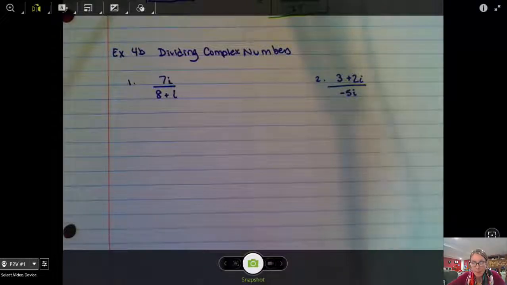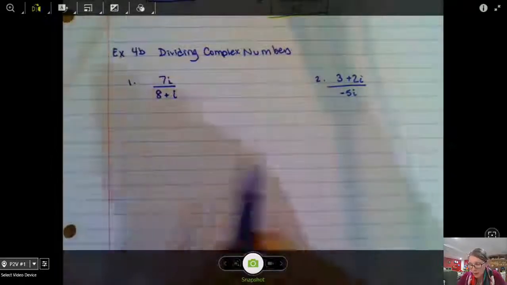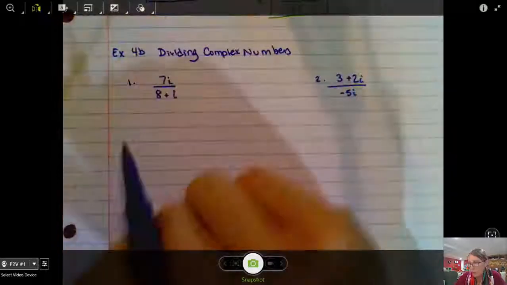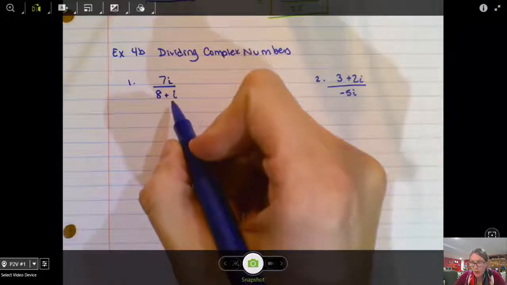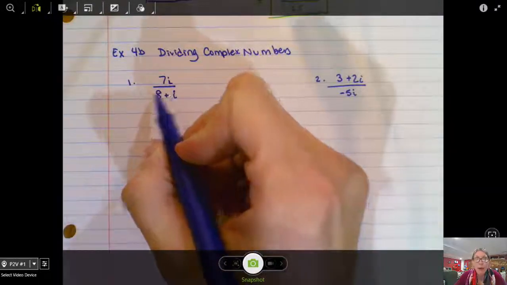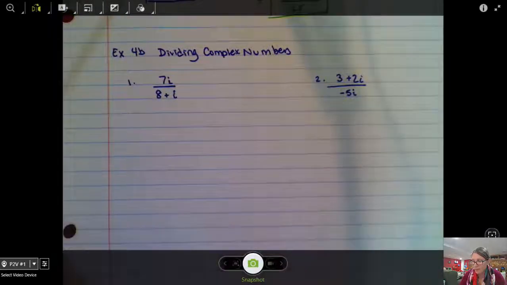And dividing our complex numbers is definitely the hardest operation we've done with our complex numbers so far. So let's get a little more practice here. Example 4b, dividing complex numbers. Again, I have two problems here, similar to what we saw in example 4a. This first part, I have 7i over 8 plus i, and I have a binomial in the denominator.